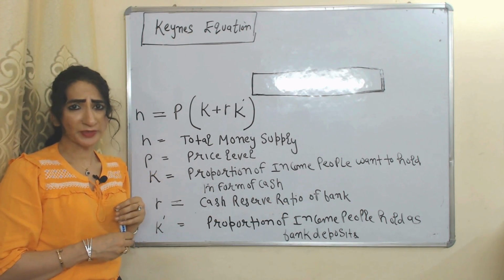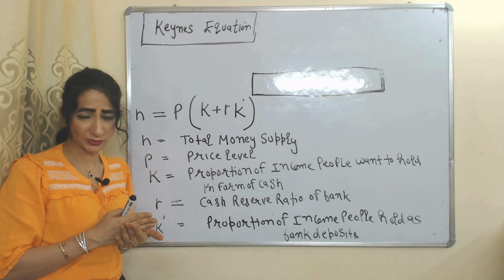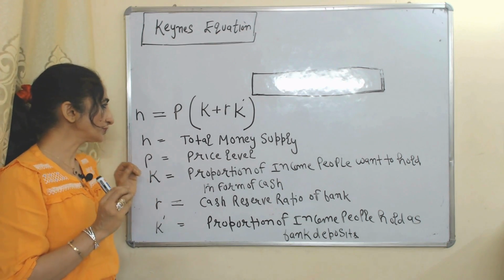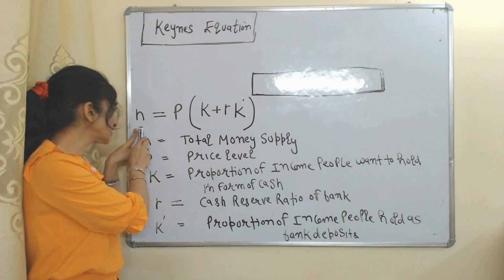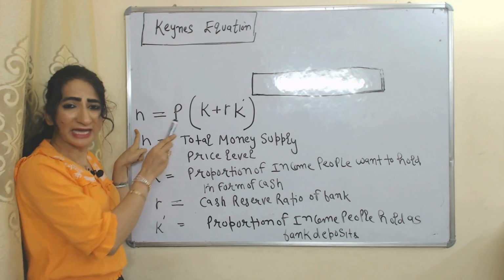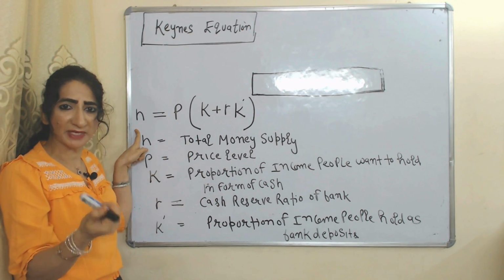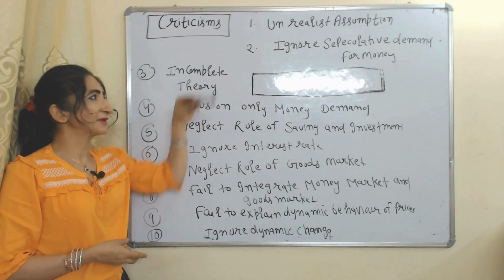Keynes equation is superior to those of other Cambridge economists because Keynes gives more importance to bank deposits and the cash reserve ratio of banks. According to Keynes, if K, R and K dash are constant, then a change in money supply will bring a proportionate change in prices. That means an increase in money supply will lead to inflation, but a decrease in money supply will lead to deflation. Now let's see the criticism.